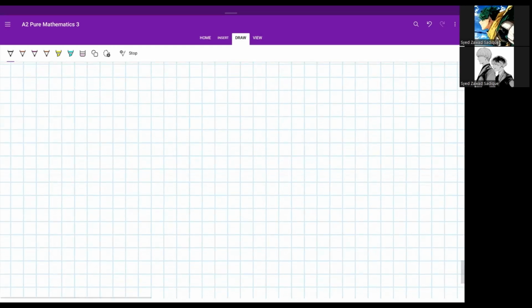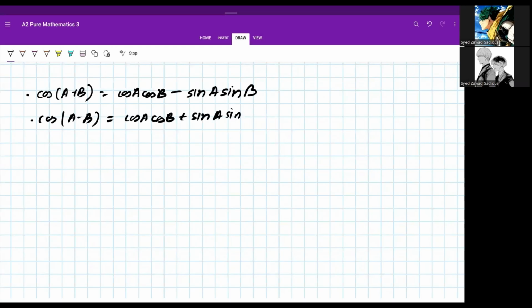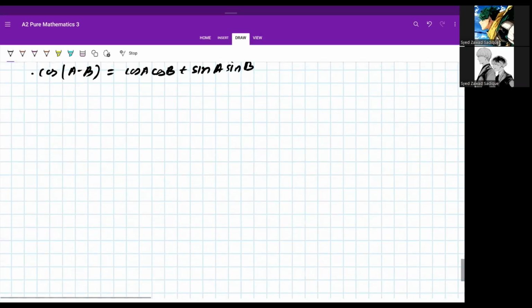Then the cos formulas. Cos A plus B is equals to cos A cos B minus sine A sine B. Cos A minus B is equals to cos A cos B plus sine A sine B. Then cos 2A is equals to 2 cos square A minus 1. There are three formulas.